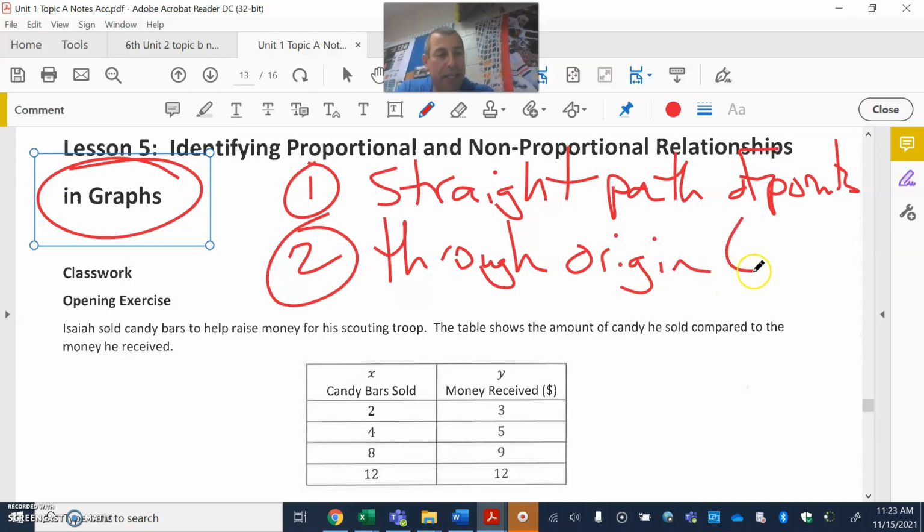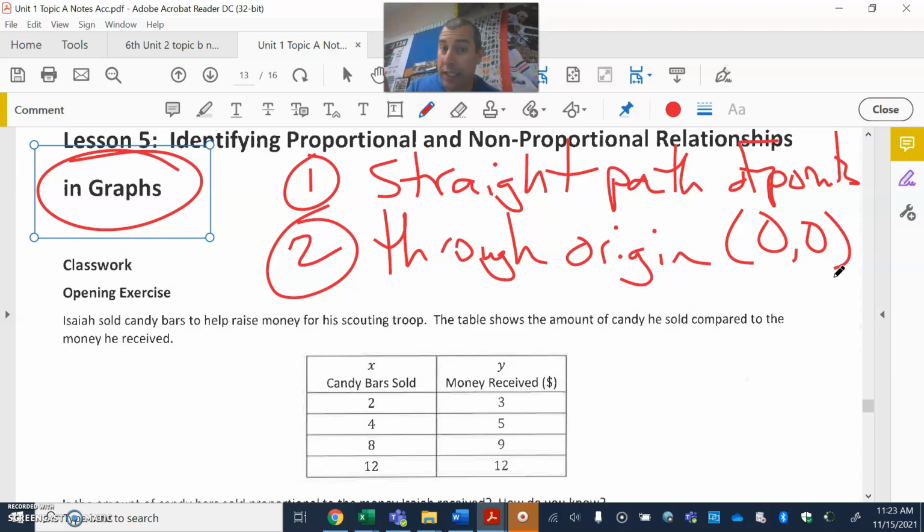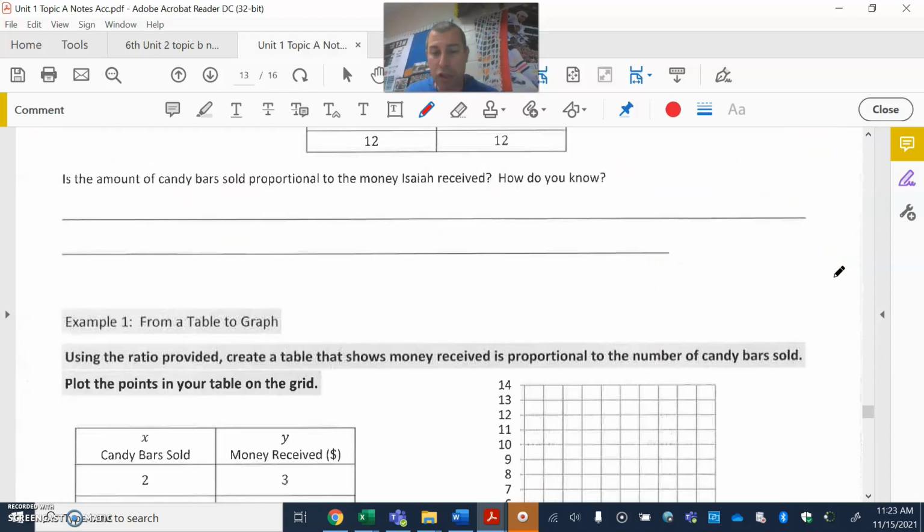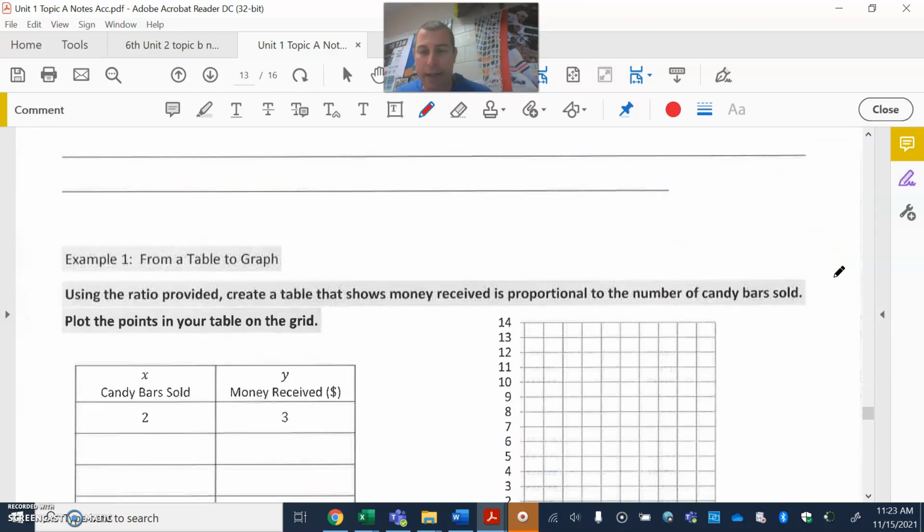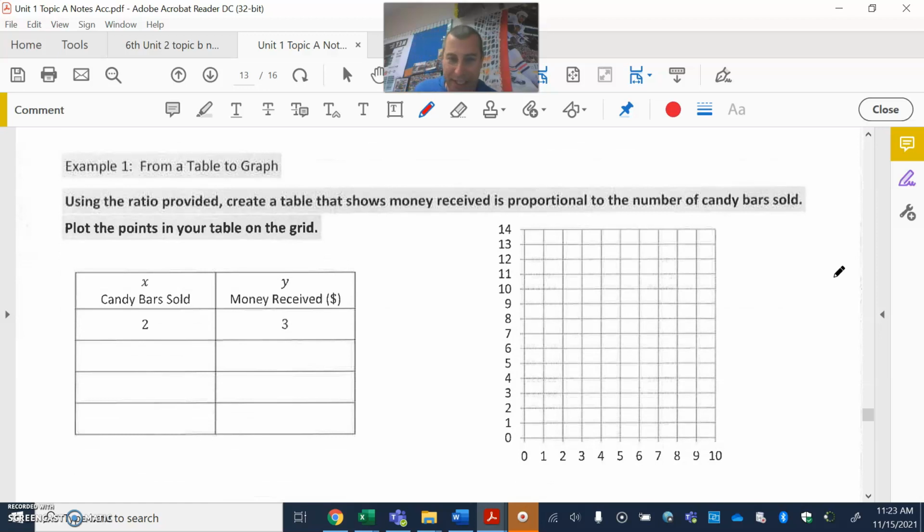Your origin is that ordered pair of 0, 0. Those 2 things need to happen based off a graph. So if we're looking at a graph like we've got right here, we're going to fill in our table. Again, we're in control, so we can do some repeat addition.